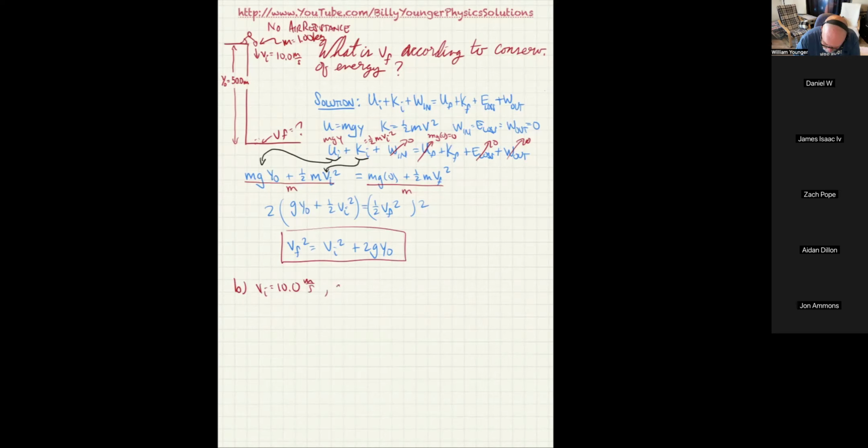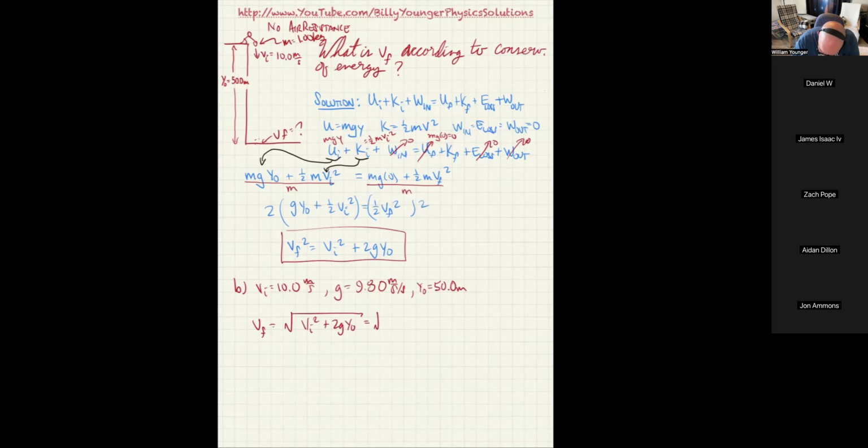We're going to have G, since I've been treating down as positive, I'm going to say down is positive and call this 9.80 meters per second every second. And then the Y0, of course, is going to be 50.0 meters. So I can get VF by taking the square root of VI squared plus 2G Y0.